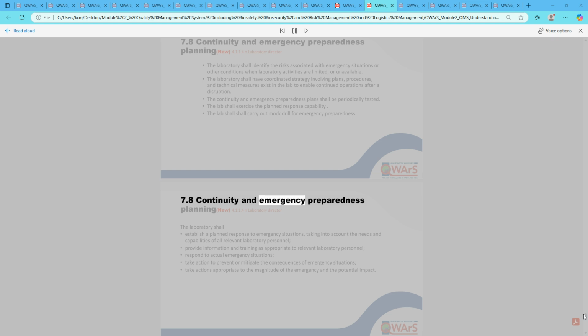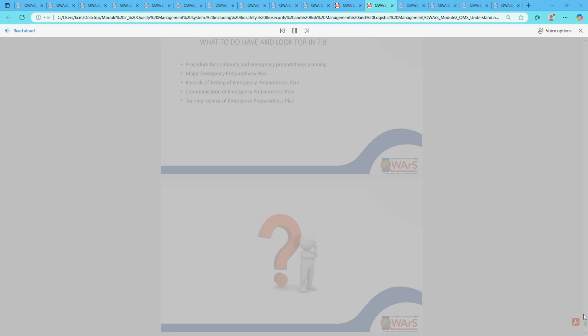7.8 Continuity and Emergency Preparedness Planning, new. 4.1.1.4N Laboratory Director. The laboratory shall establish a planned response to emergency situations, taking into account the needs and capabilities of all relevant laboratory personnel, provide information and training as appropriate to relevant laboratory personnel, respond to actual emergency situations, take action to prevent or mitigate the consequences of emergency situations, and take actions appropriate to the magnitude of the emergency and the potential impact. What did you have and look for in 7.8?